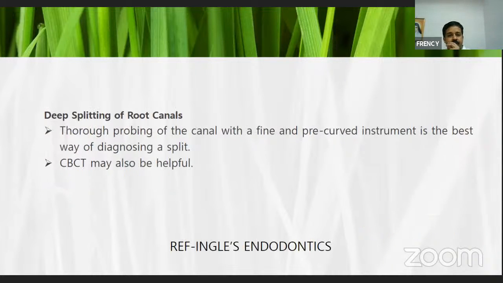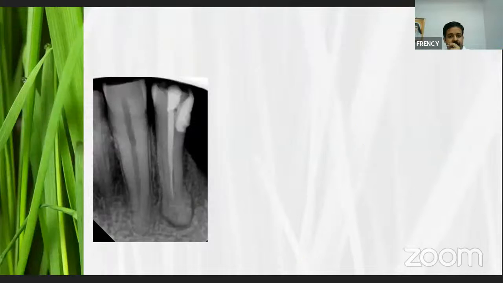Then deep splitting of the root canals is very common. So when you are instrumenting, if you are getting some difference when instrumenting in different directions, you have to doubt a deep splitting of the root canal, give a pre-curve to the instrument and try to negotiate that canal. And for a very difficult canal, you can go for the CBCT also.